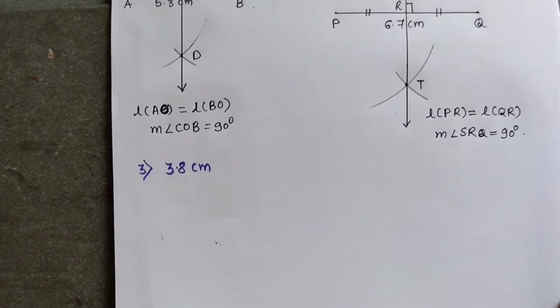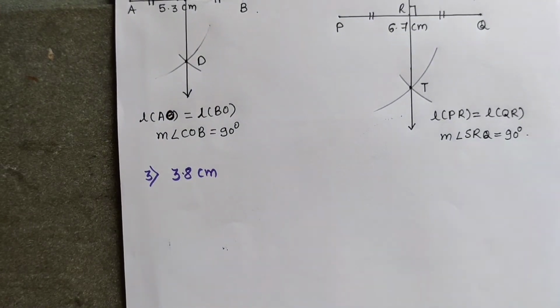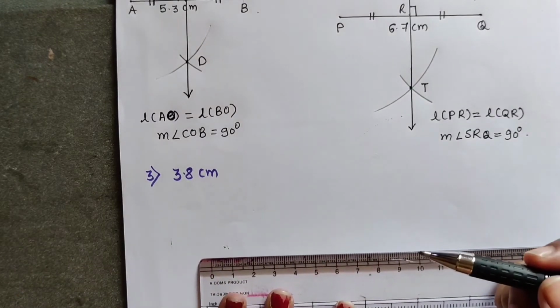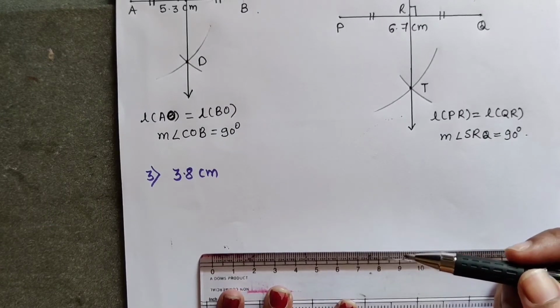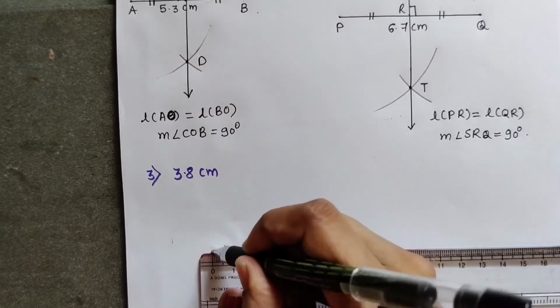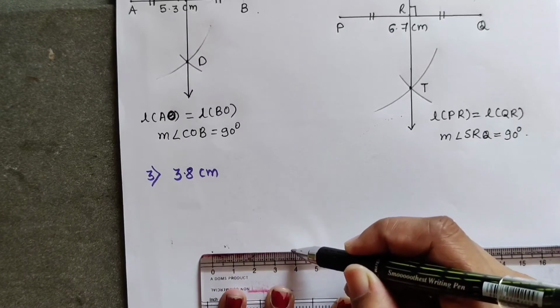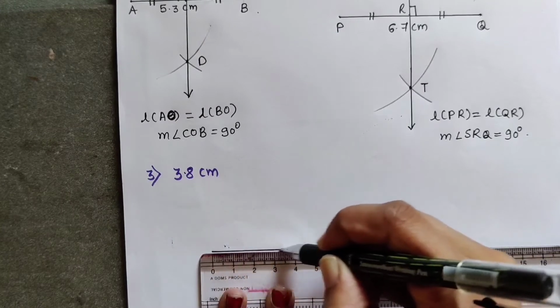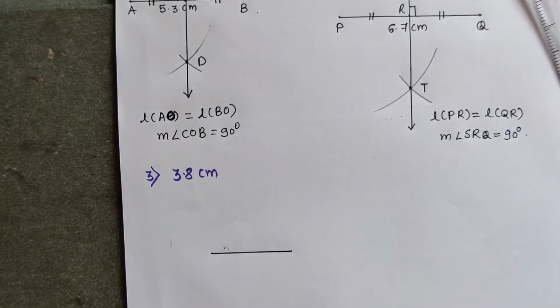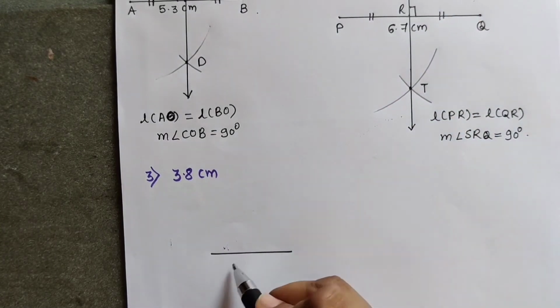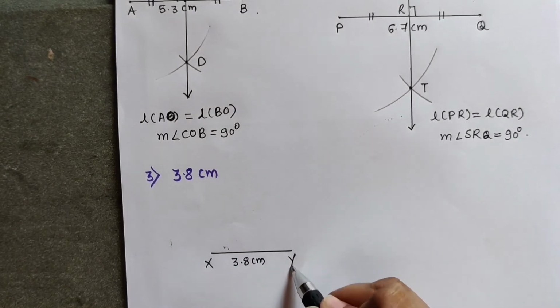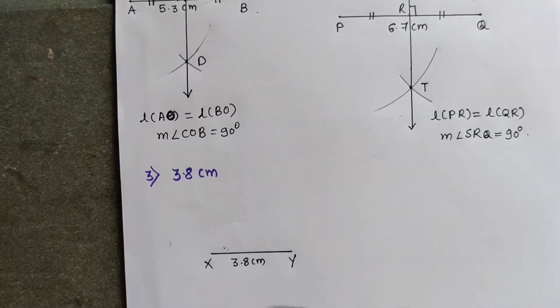Now let us see the third sum from this question. A 3.8 centimeter long segment we have to draw. So let us take a 3.8 centimeter distance by using the ruler. 0 to 3.8. After 3, it is the 8th line. So in this way we have drawn a small segment of 3.8 centimeters. Maybe this is segment XY. We give the points the names X and Y.